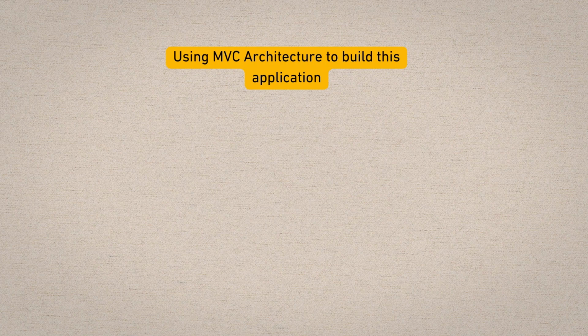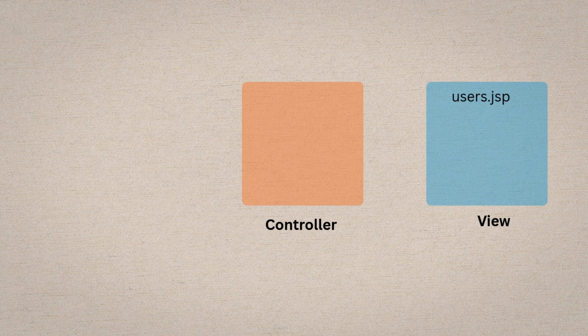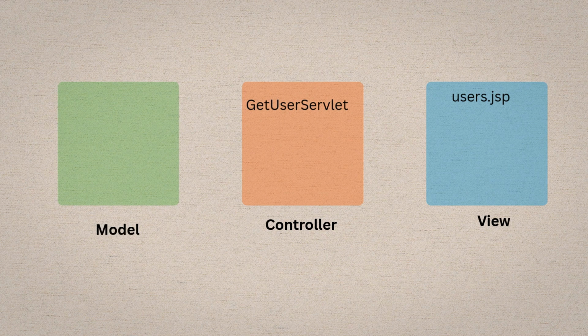Let me briefly explain the architectural overview of this application. The application follows the MVC architecture pattern, which already consists of 3 layers. The view layer has JSP pages, that is user.jsp, and the controller layer has a servlet, that is getUserServlet, and the model layer has 2 classes. One is UserDAO. It has methods that interact with the database, and DBConnection is basically a class that we use to establish a connection with the database, and a user bean.